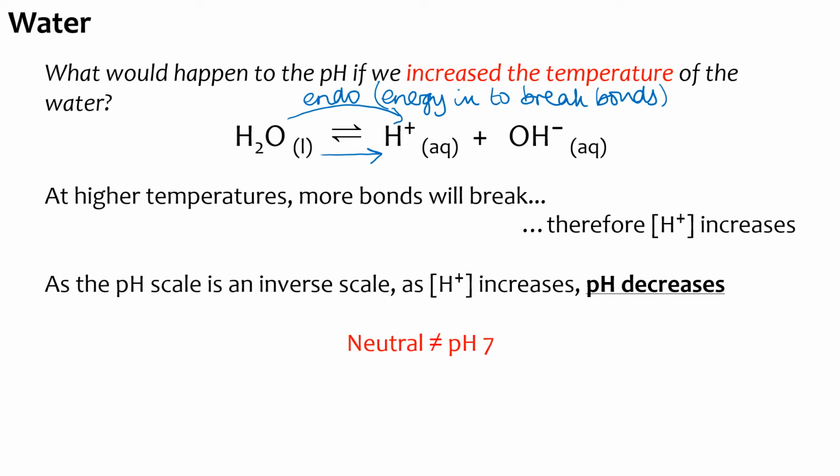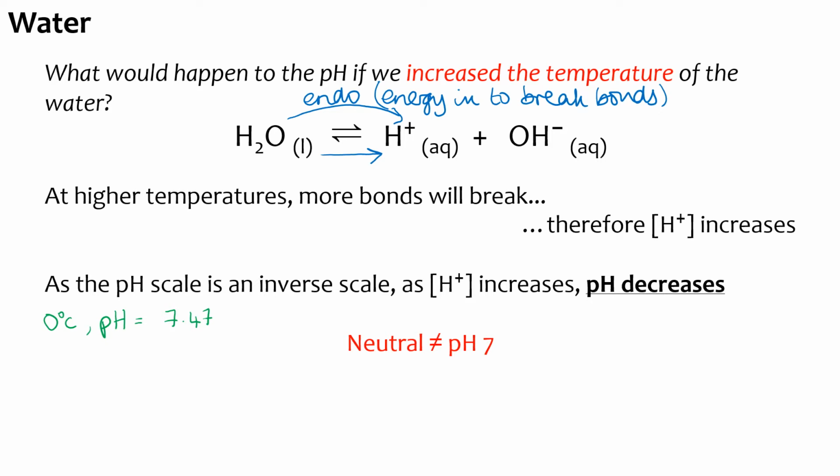Now, what's really important to recognise here is the fact that neutral does not mean pH 7. Pure water is always neutral. But if we think about pH decreasing or increasing when we change temperature, actually I can give you a little fact here, that at 0 degrees C, the pH of water actually equals 7.47. So at higher temperatures, we get more acidic water, and at lower temperatures, we get more alkaline water. But water is always considered to be neutral when it is pure.